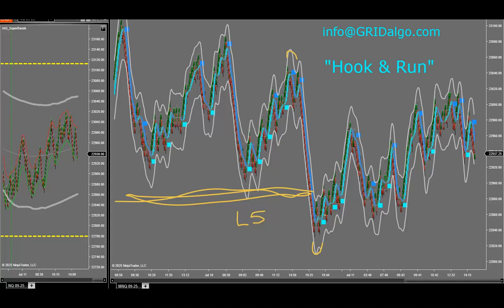And then I love to grab the first mom signal out of that. So the hook is looking for the hook in the AIQ bands, and the run is looking for the first momentum. You could also do this with reversal signals, but I think it's more effective to do it with momentum burst signals, so I use that.